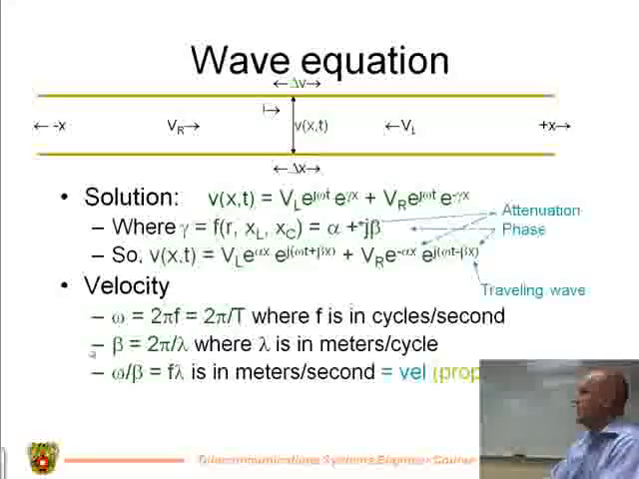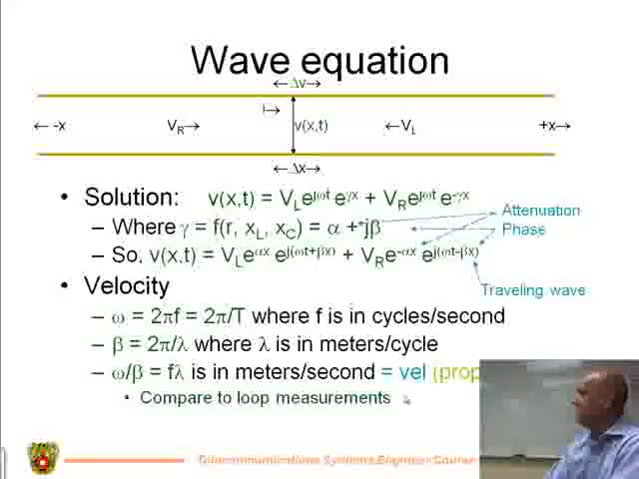Okay, so omega over beta equals f lambda. And f lambda gives you 1 over seconds times meters. So that's meters per second, which is a velocity. Make sense? That's the velocity of the traveling wave. Does the wave travel at the speed of light in a wire? No. What speed does it travel? About 1/3 to 1/2, 2/3 maybe, depending.